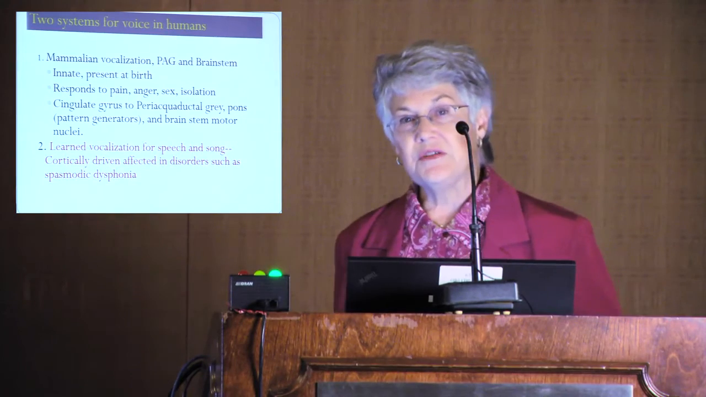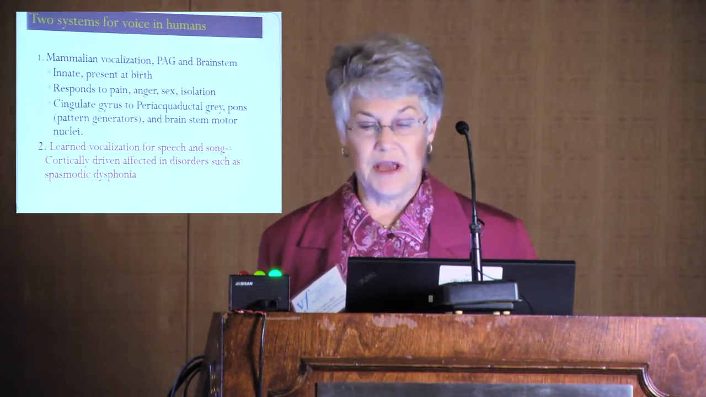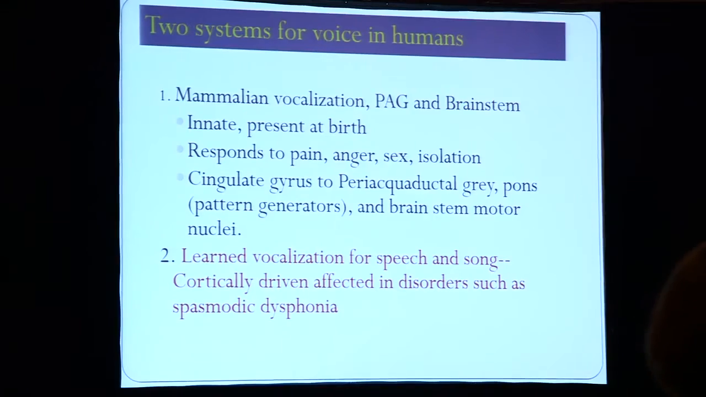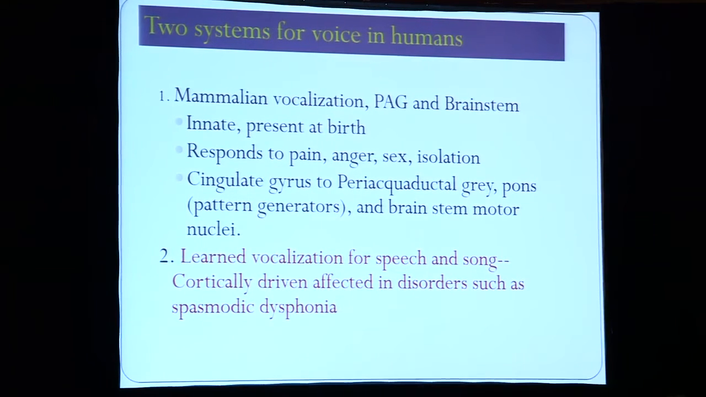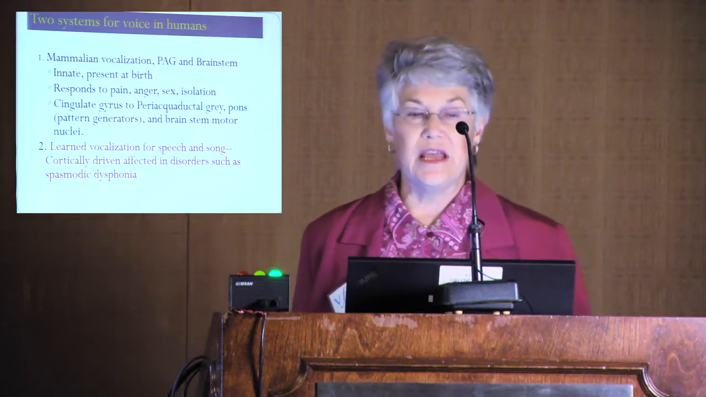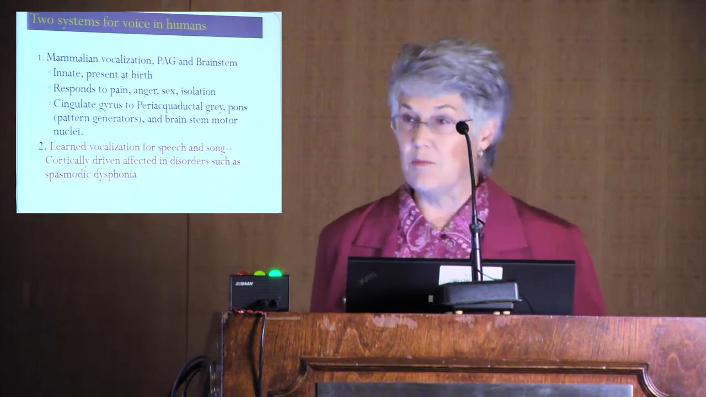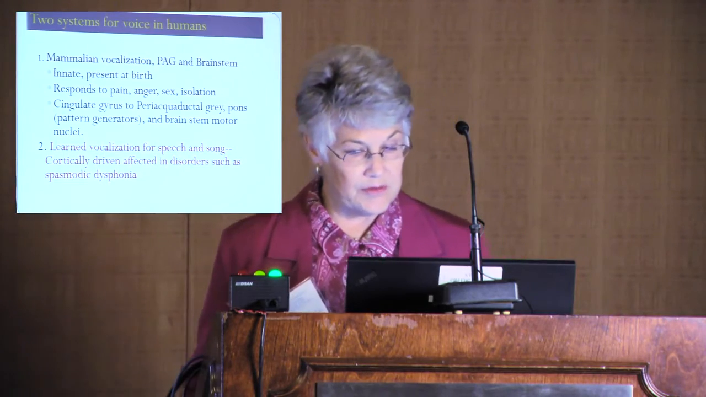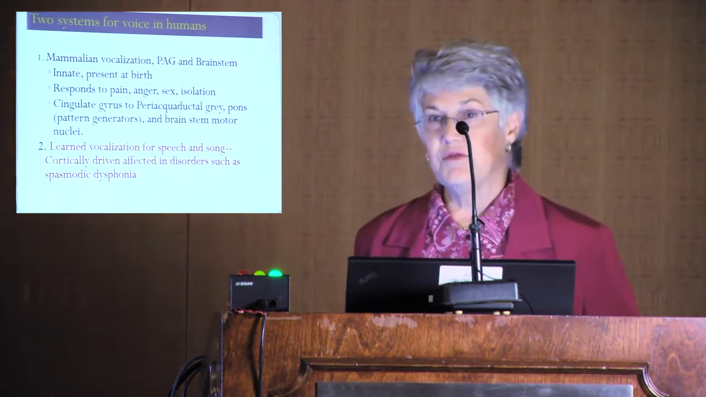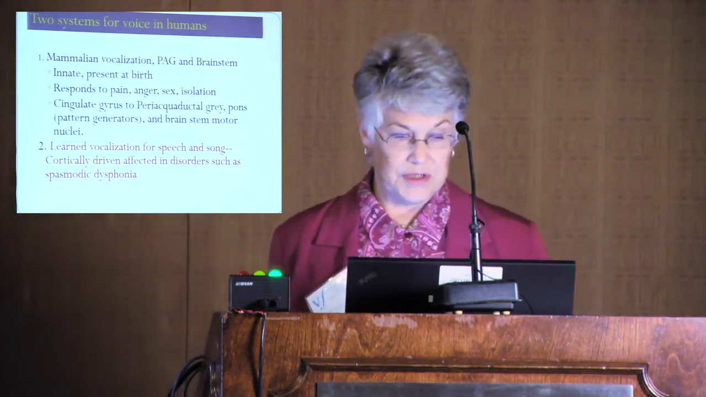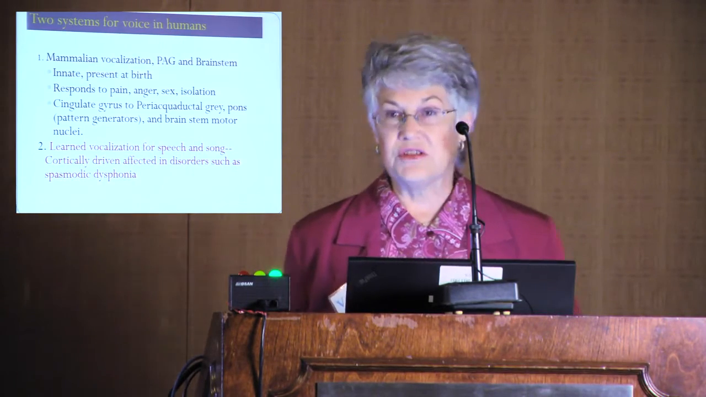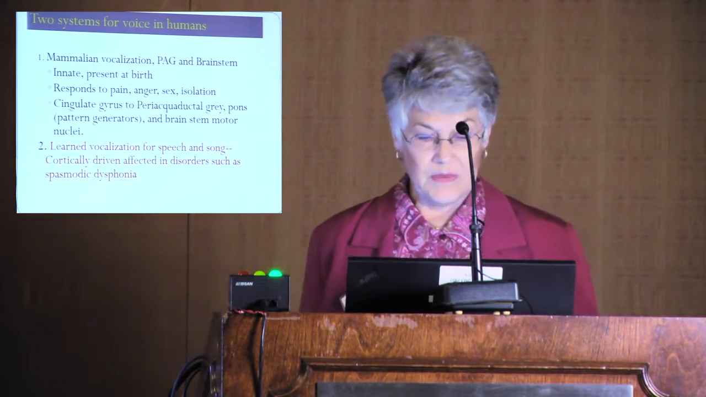It also involves the cingulate gyrus and the periaqueductal gray, which I'm going to show you where those are. The pattern generators, that is the controllers for innate vocalization or mammalian vocalization, are thought to be in the pons, which is the upper part of the brainstem, and involves the brainstem motor nuclei. So this system is present at birth, responsible for the birth cry, and also is seen in other mammals.